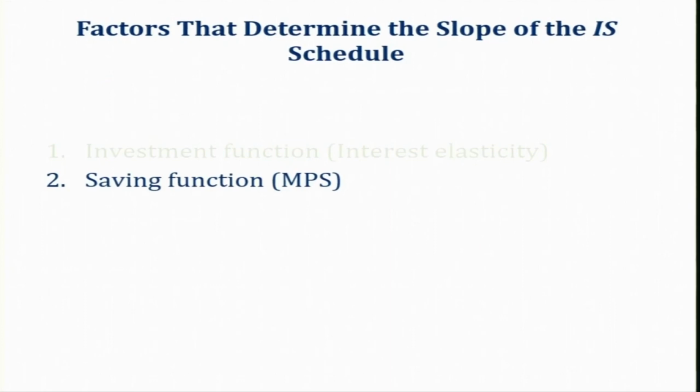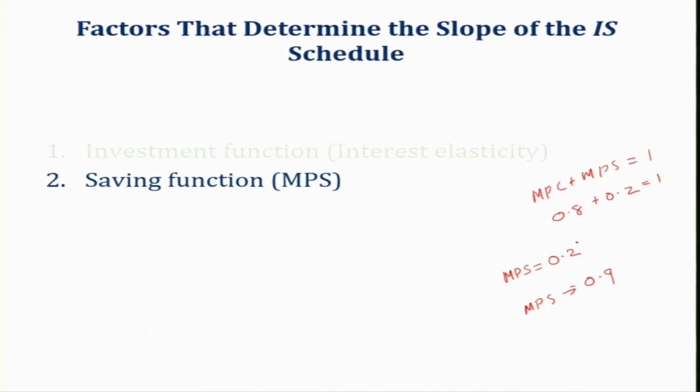So, the second factor is the saving function. In the case of the saving function, it means the marginal propensity to save. We have already seen that MPC plus MPS is equal to 1. Assume that 0.8 is MPC and 0.2 is MPS. Initially I will take two scenarios. In one case, the marginal propensity to save is 0.2. In another case, MPS is, for example, 0.9.